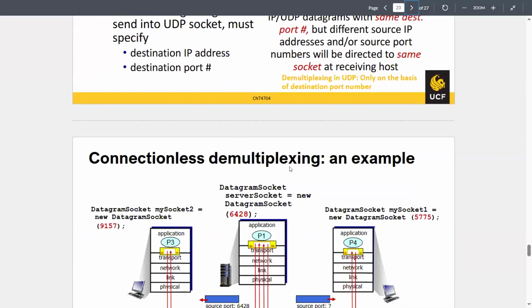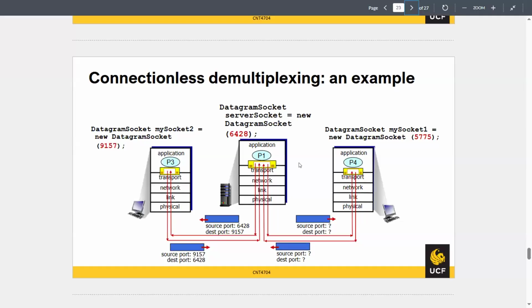And this is UDP. We said that we are using only the port numbers. So the process that is going from P3 to P1 would use the destination port of the server, which is 6428. And then it would use the source port that it has, its own, 9157.